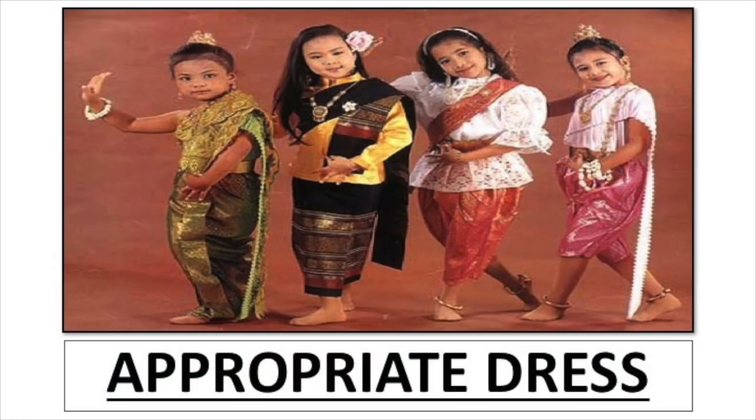So now let's take a look at our PowerPoint presentation about appropriate dress. And what this means is wearing the right clothes for the right occasion. By dressing appropriately, we can look good when we're supposed to for the right situation. Now you can see here in the picture, we can see children. And where are these children from? Thailand, yes. How do you know? You can tell by the clothes, you see? These children are dressing appropriately. They are wearing traditional Thai dress.